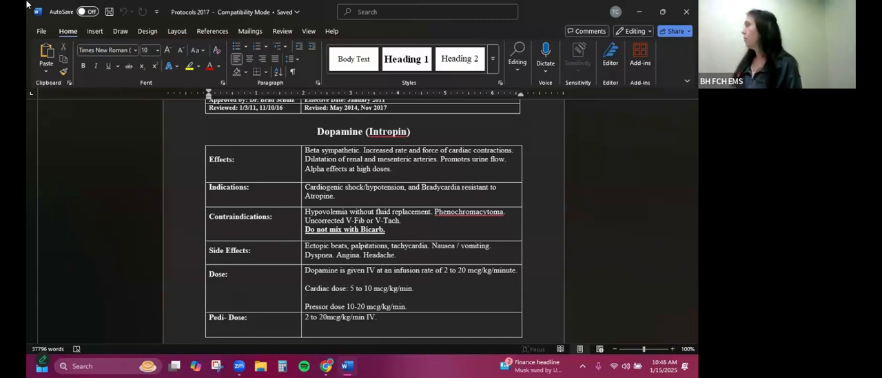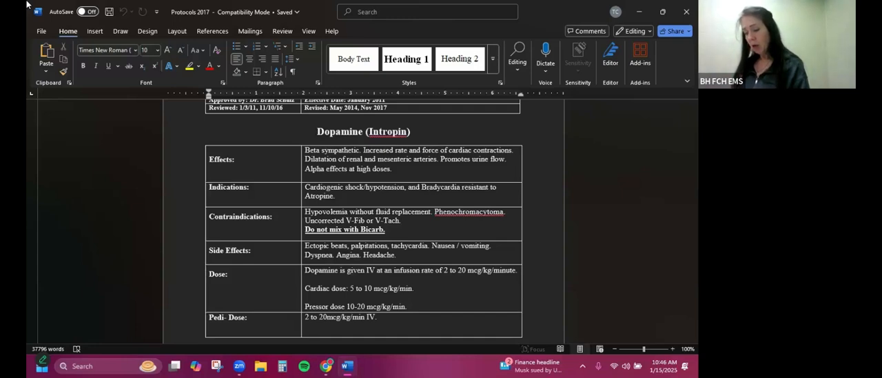Your side effects can be ectopic beats, palpitations, tachycardia, nausea and vomiting, dyspnea, angina, and headache. Dopamine is an IV infusion of 2 to 20 mics a minute. I remember y'all talking about that in one of the other classes. It's 2 to 10 micrograms a kilogram a minute. That's where you get the kilogram. Your cardiac dose is 5 to 10 micrograms a kilogram a minute. Your pressor dose is 10 to 20. Your pediatric is 2 to 20 micrograms a kilogram a minute IV. So that's not really changed.